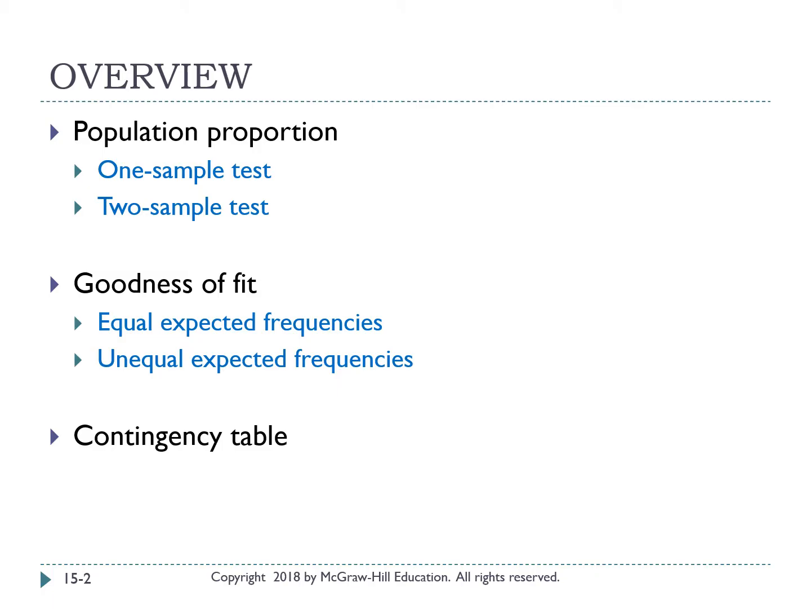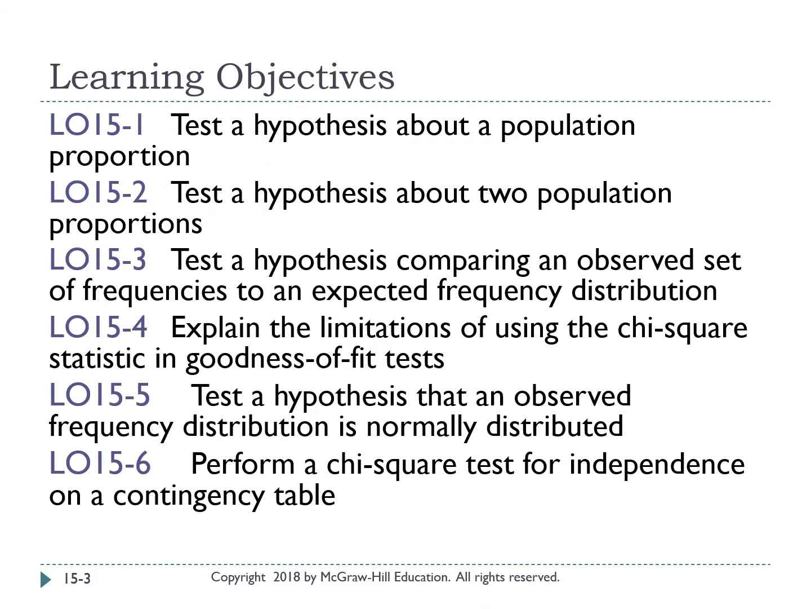In this chapter, we will focus on three things. The first one is population proportion, that specifically discuss on one sample and two sample tests. We will also focus on goodness of fit, that will talk about equals and unequals expected frequency. And the last one, we will talk about contingency table. We will cover all the learning objectives except for learning objective number 5. So please take notes of this information.